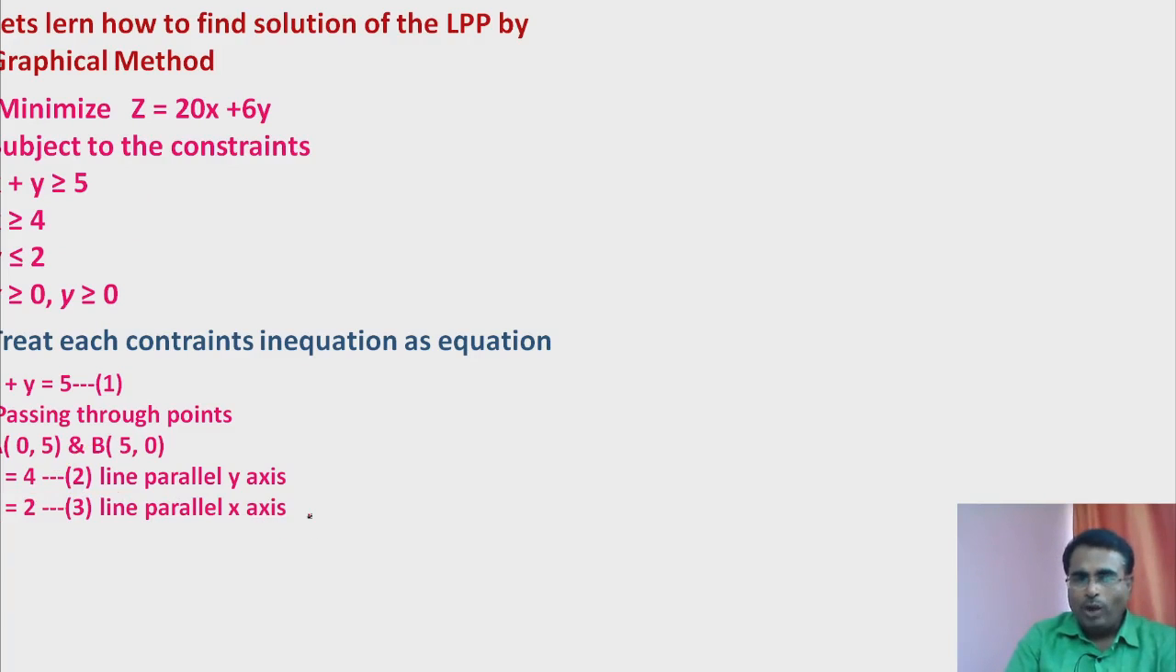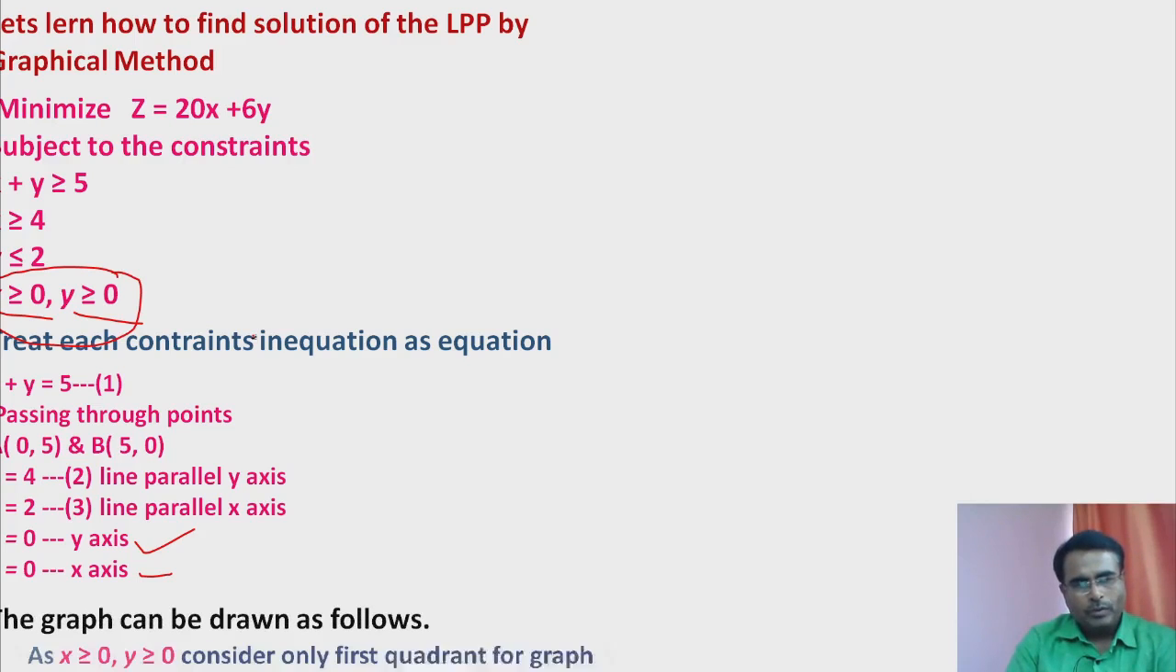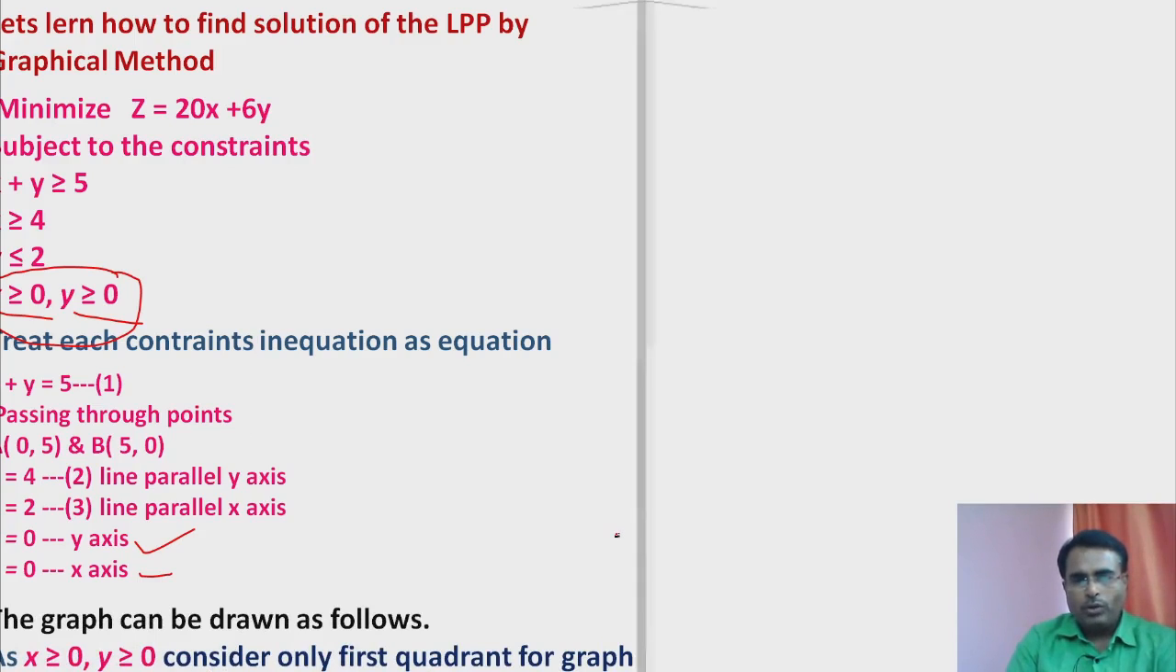Now that we know all these lines and points, it is also clear that x ≥ 0 can be treated as x = 0, that is the y axis, and y ≥ 0 becomes y = 0, that is the x axis. So we have to draw the x and y axes. Since x and y are greater than or equal to 0, we have to consider only the first quadrant for the graph.